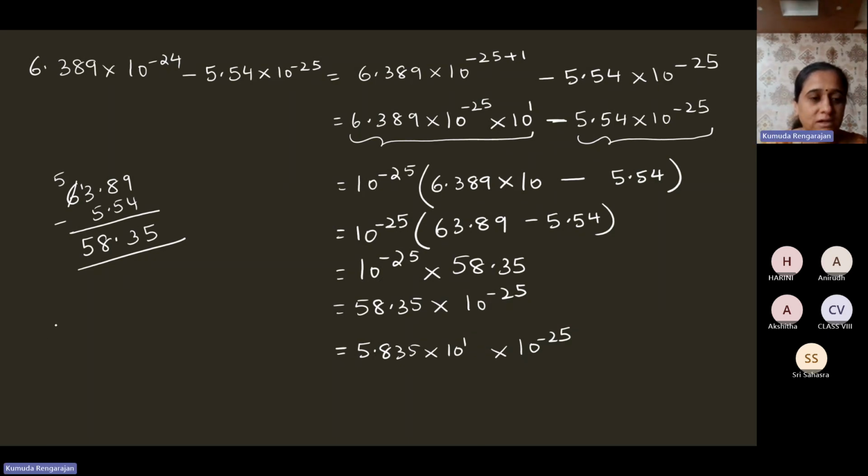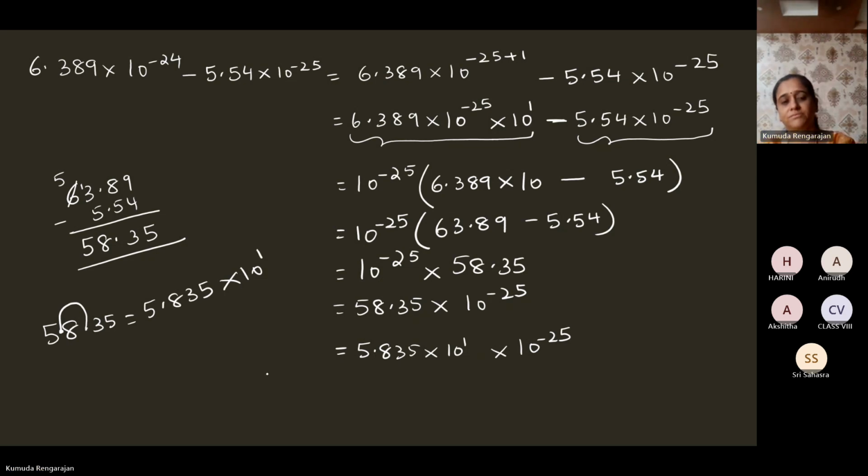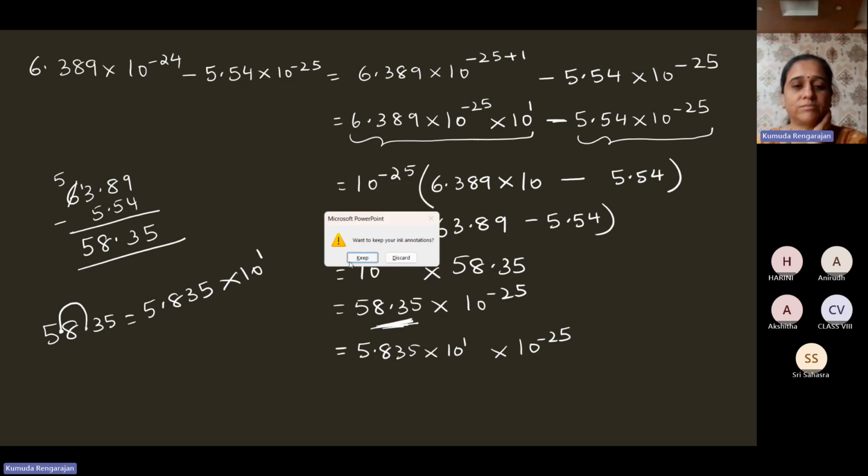Take this number separately, 58.35. How will you write this in the standard form? You'll have to shift the decimal point here, so it becomes 5.835. You have reduced the value, so you should raise 10 to a positive power. You shifted by one decimal place, so 1. You'll have to write this number in the standard form. That's all. This number is not between 1 and 10, so you'll have to write it in the standard form.